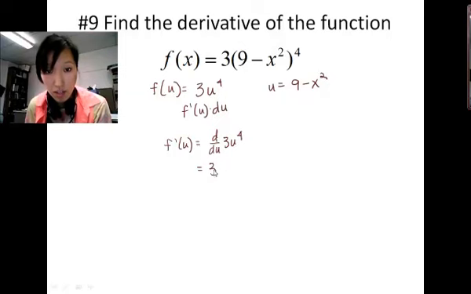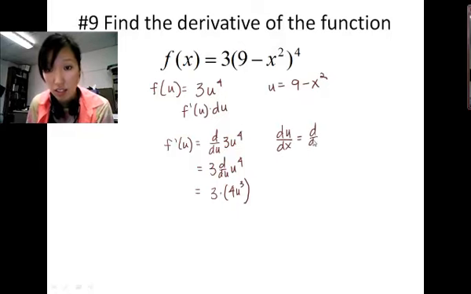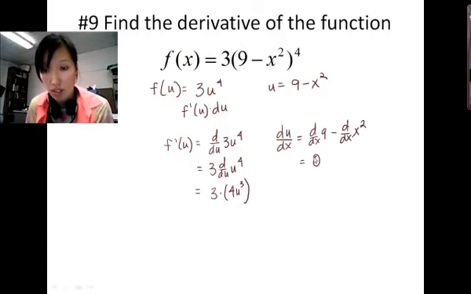And when you do that, you can pull out that 3 by the scalar multiple rule. What we would get here is 3 times 4u to the 3rd. So this right here is f prime of u. And then let's go ahead and do times du with respect to x this time. So we're going to say d dx of 9 minus d dx of x squared. What we're going to get is 0 minus 2x to the 1st, or in other words, just negative 2x.